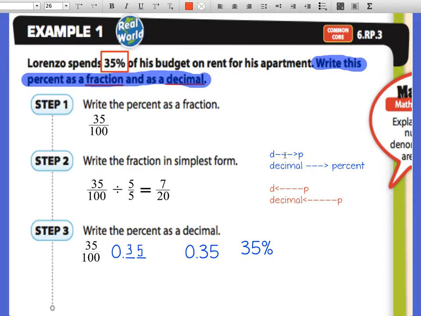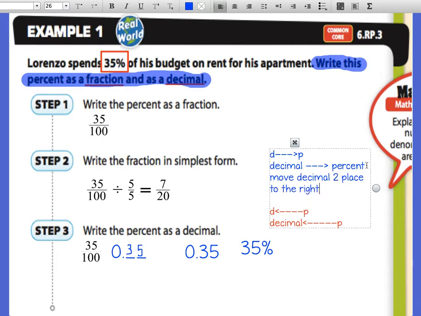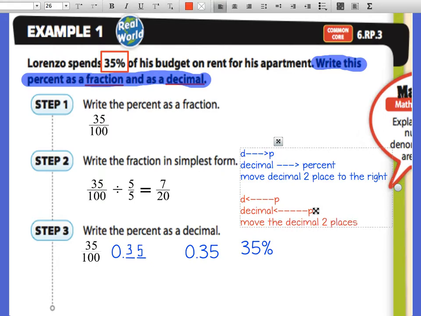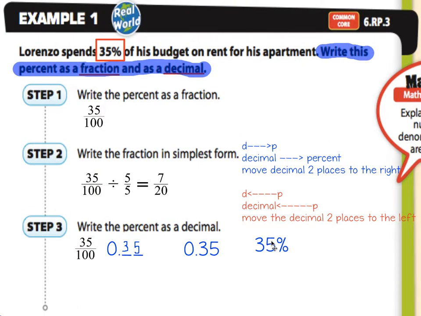This is just kind of a reminder thing that you can also write down. So again, think of the alphabet. D to P tells us to move it right. So move the decimal 2 places to the right. That's always going to be the case. That never changes when I'm going from a decimal to a percent. If I go from a percent to a decimal, I move the decimal 2 places to the left. Again, that doesn't change. It's always 2 places. The only thing that changes is the direction.